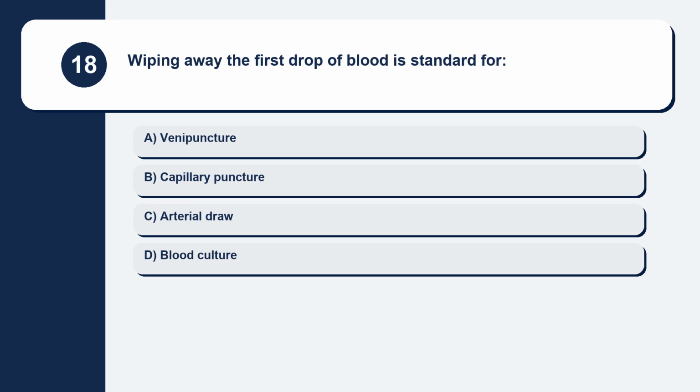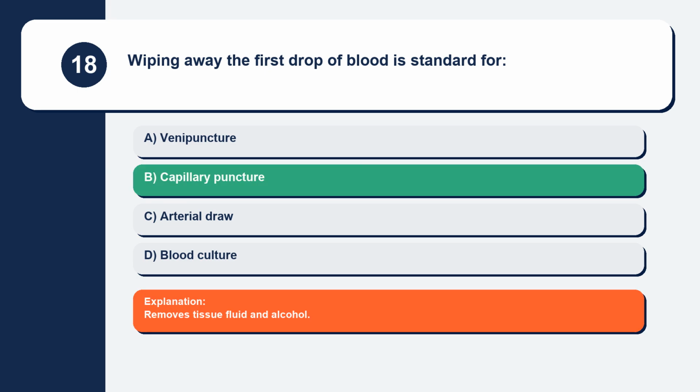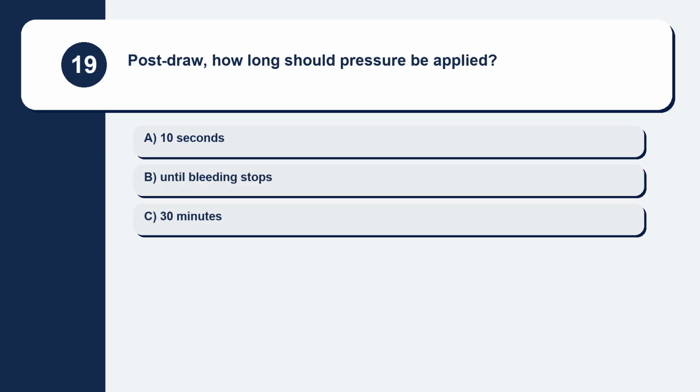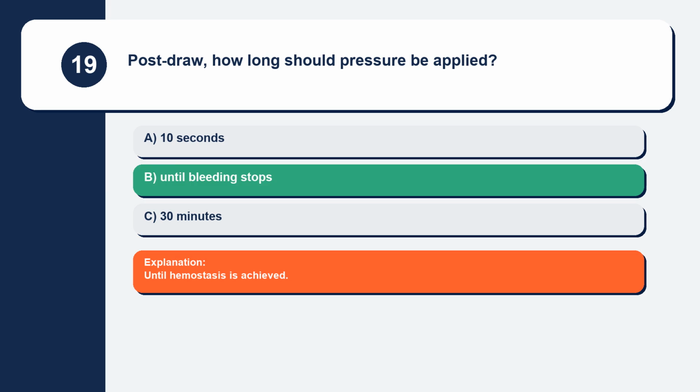Question 18. Wiping away the first drop of blood is standard for venipuncture, capillary puncture, arterial draw, or blood culture. Removes tissue fluid and alcohol. Question 19. Post-draw, how long should pressure be applied? 10 seconds, until bleeding stops, or 30 minutes. Until hemostasis is achieved.